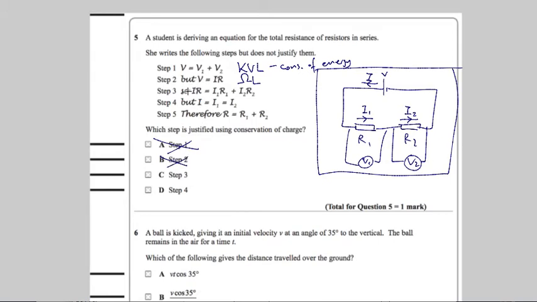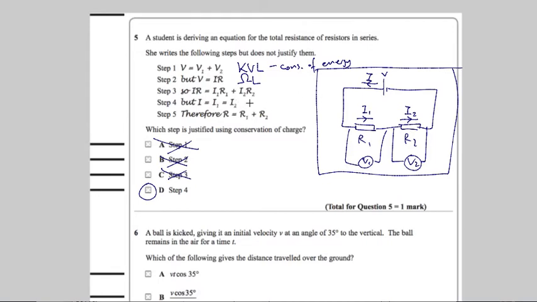Step 3, so IR equals I1R1 plus I2R2. Now, if you notice, that's just a combination of step 1 and step 2. This is restating that V, which is IR, is equal to V1, which is I1R1, plus V2, which is I2R2. So it's not step 3. That leaves only step 4. Well, let's double check. I equals I1 equals I2.